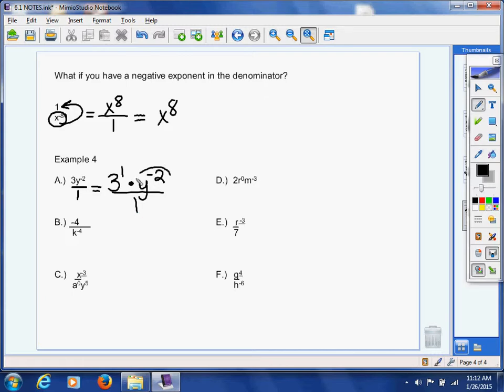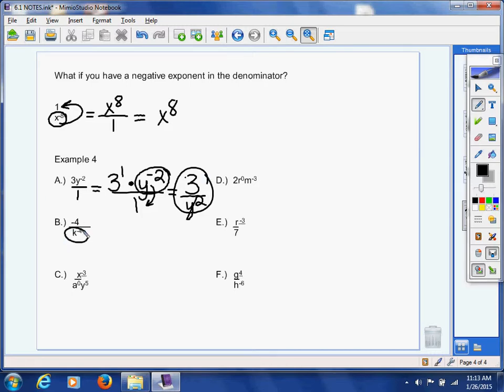So the only thing that needs to move is that y to the negative 2. And so when it's all said and done, all that remains in the numerator is that 3 to the first power, and then you're going to bump that y to the negative 2 down bottom, and here you go. Your simplified answer is 3 over y to the 2. Okay? Let's look at B.